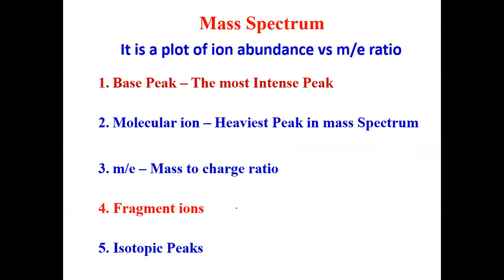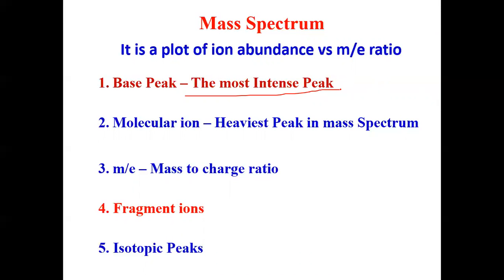The mass spectrum has different components, or it can be viewed through different aspects. It is a plot of ion abundance versus mass to charge ratio. Then what should we look into in the mass spectrum? There are different components of the mass spectrum. One is the base peak. This is the most intense peak in the mass spectrum. Sometimes the base peak can be a molecular ion peak, or it can be a fragment ion peak.